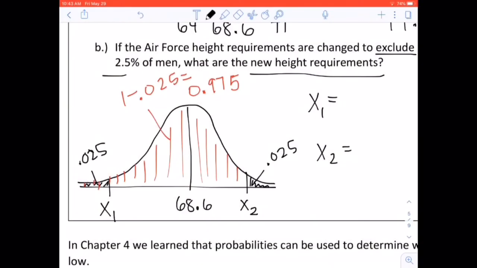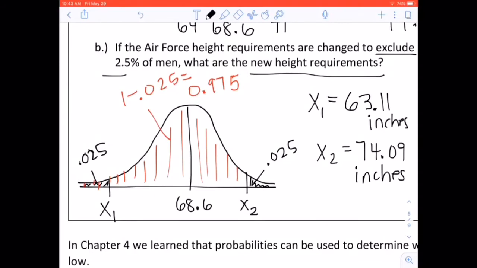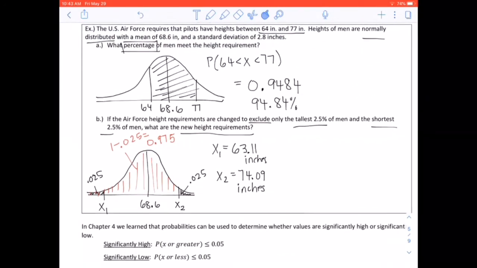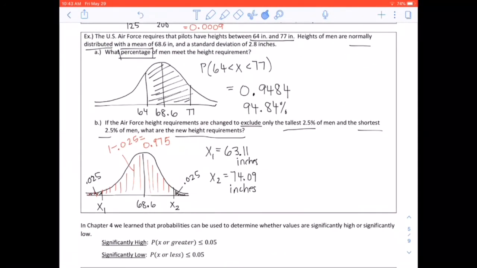So the value of x1, and I'm going to round that to 2 decimal places, is going to be 63.11 inches. And the height for x2 is going to be 74.09 inches. So if this was the new height requirements, the pilot would have to be between 63.11 inches and 74.09 inches.